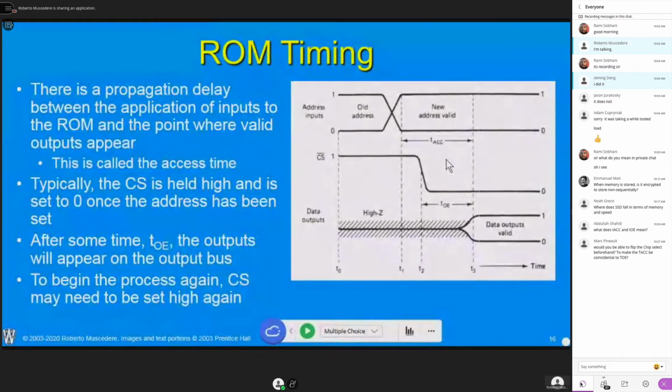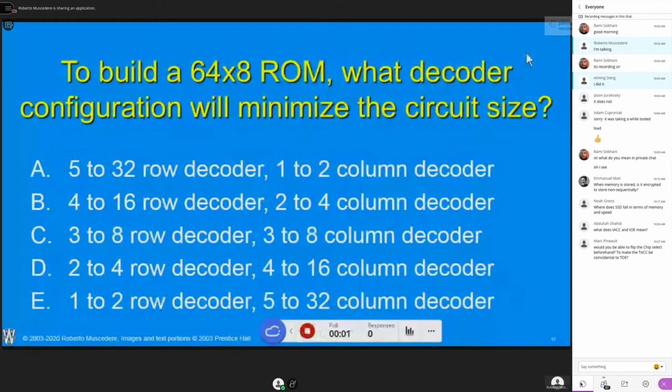Okay, so I do have a clicker question coming up. Let's see what it looks like. Give me a moment to start the poll. Here we go. If I wanted to build a 64 by 8 ROM, so a 64 byte ROM, what decoder configuration will minimize the circuit size? Okay, good. I see responses. That's what I want to see.